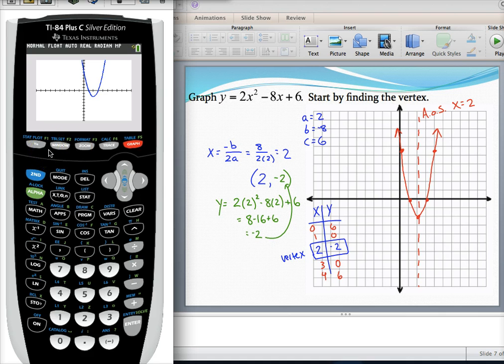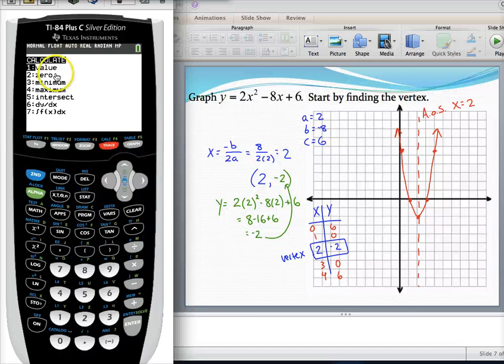There it goes, very slowly. And so yeah, that looks like what we did, but let's go ahead and be a little more accurate with this. So the first thing I want to do is I actually want to find the vertex. Just like we found the vertex by hand, I want to find the vertex using the calculator first. So to do that, go into our trace menu. So hit second and trace again to calculate.